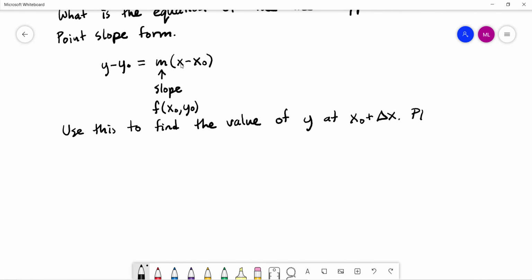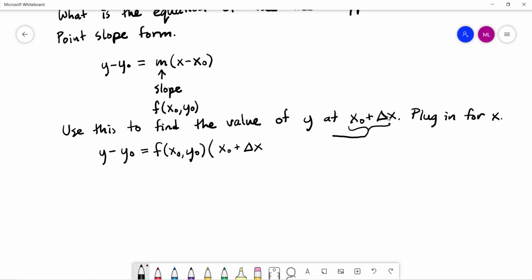So plug in for x. And so we will get y minus y naught is equal to f of x naught, y naught times x minus x naught. But what are we plugging in for x? We're plugging this in. So it's going to be x naught plus delta x, right? That's our value that we're plugging in right here. And then we need to subtract off x naught.